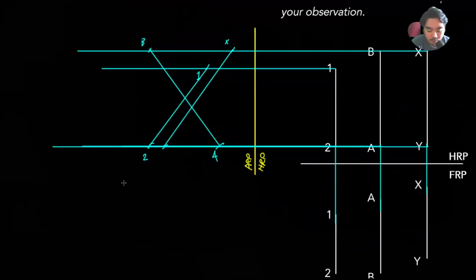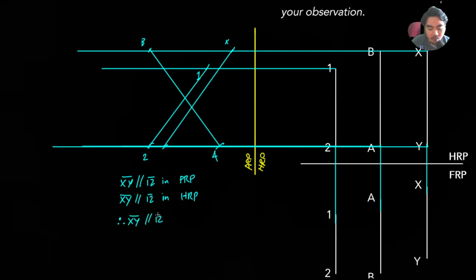Parang ano natin. XY is parallel to 1, 2 in PRP. Tapos XY is parallel to 1, 2 in HRP. Pwede HRP, pwede rin yung FRP, no? Therefore, XY is truly parallel to 1, 2.